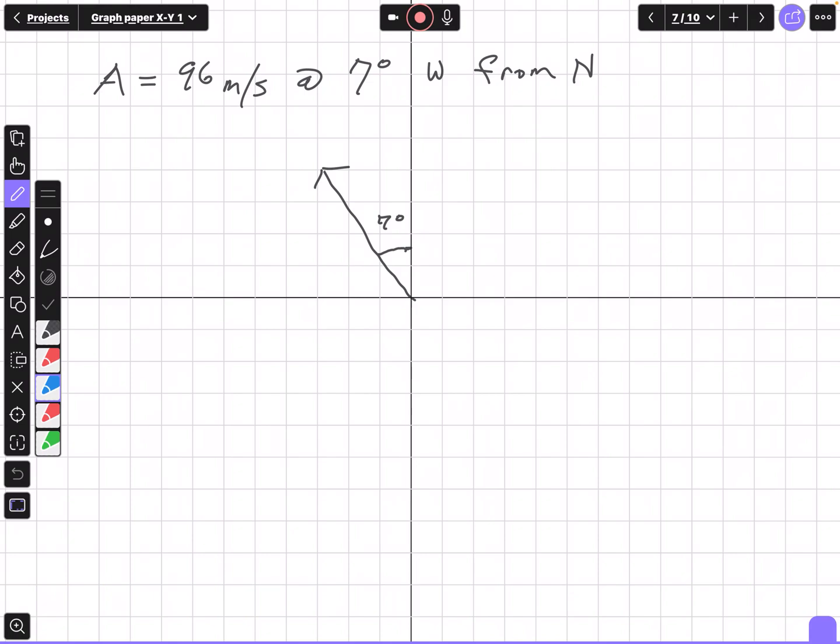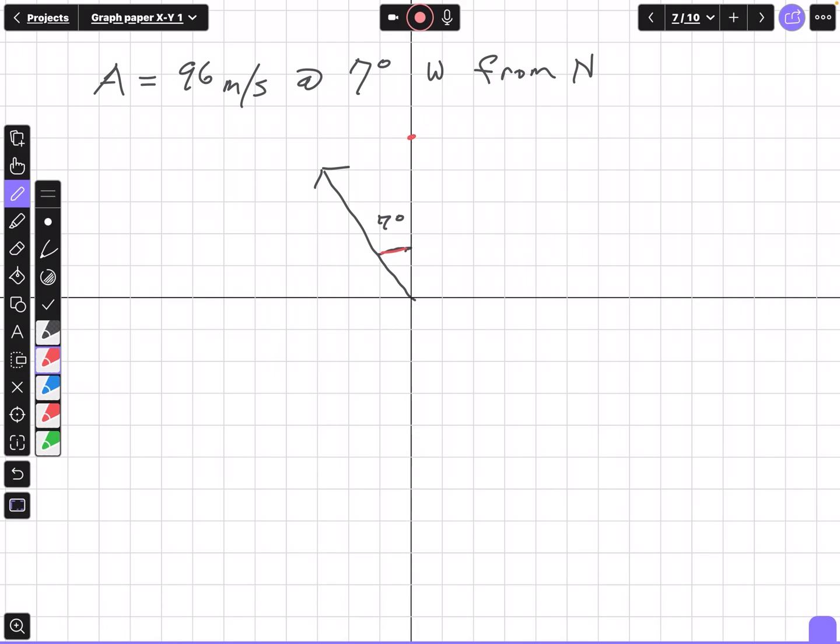Now, if I want to draw, first I have to do is it's 96 meters per second at 7 degrees west from north. I have to know when I draw this that this is north. I have to go 7 degrees towards the west. So it's this angle here. It's not the angle in between the negative x and the vector. Because if you do draw it wrong, you're going to miss the problem. You're going to get your components wrong. So you have to be very careful.